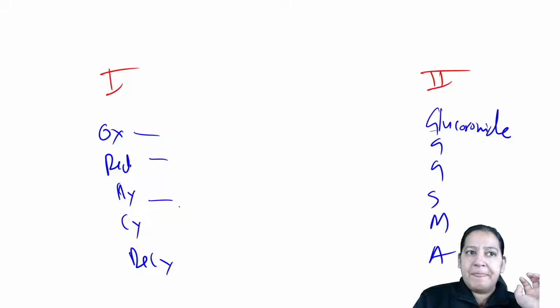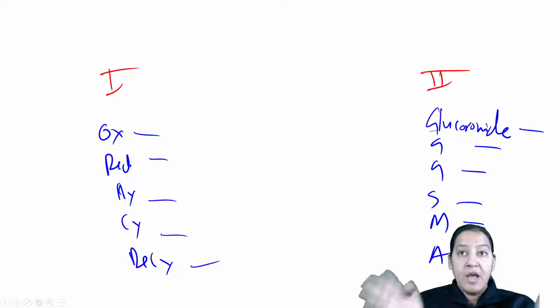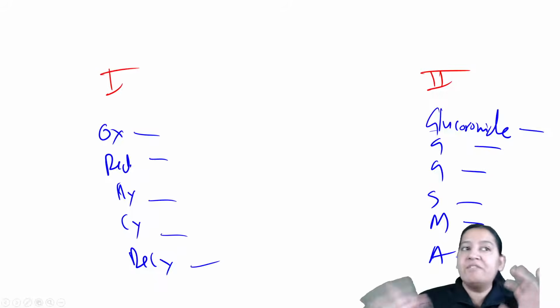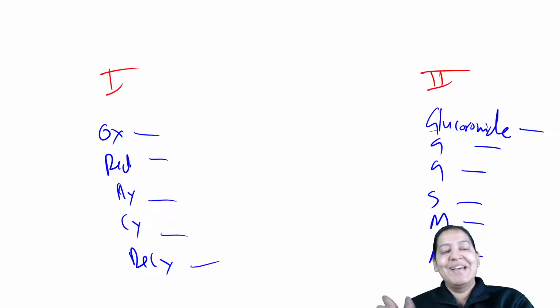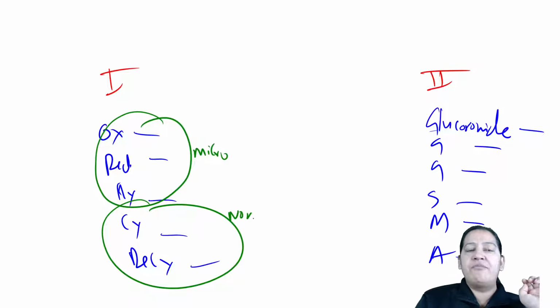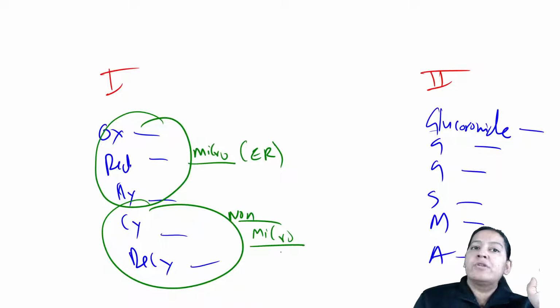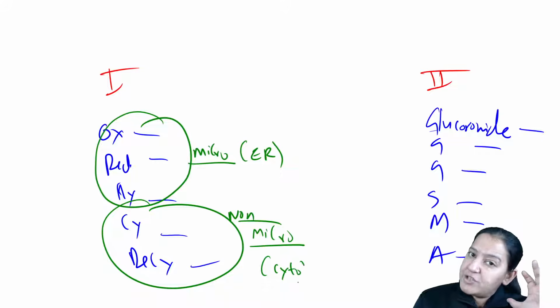Each of them has a peculiar enzyme. You already know the name of the enzyme responsible for that particular reaction. Of these enzymes, which are microsomal and which are non-microsomal? You tell me. From phase 1, these 3 are microsomal and these 2 are non-microsomal. You know the meaning of microsomal and non-microsomal now, I guess. Microsomal enzymes are present in the endoplasmic reticulum. Non-microsomal enzymes are present directly in the cytoplasm of the hepatocyte.